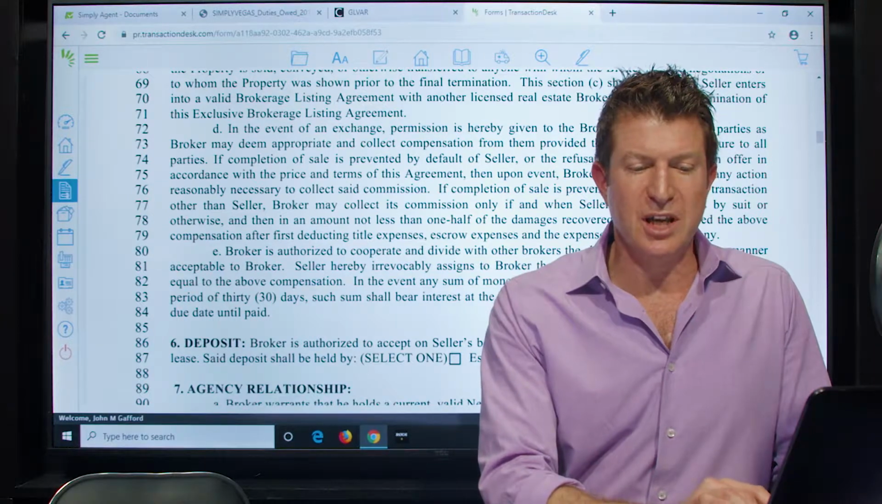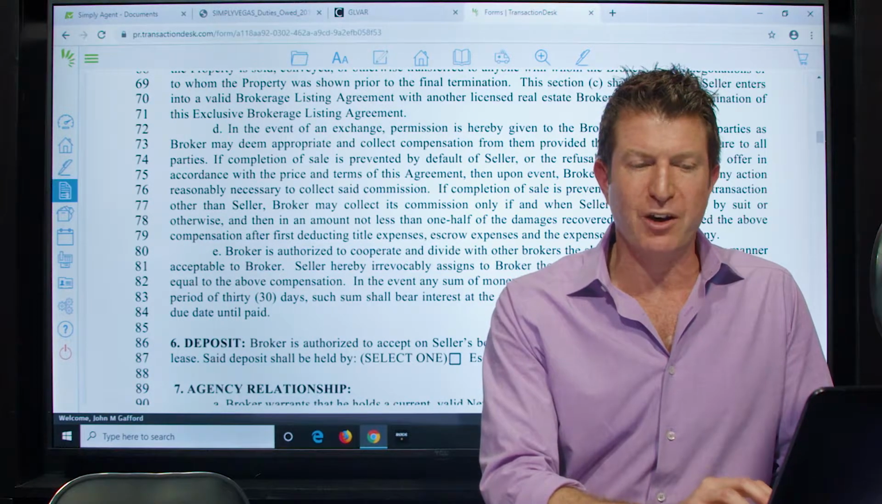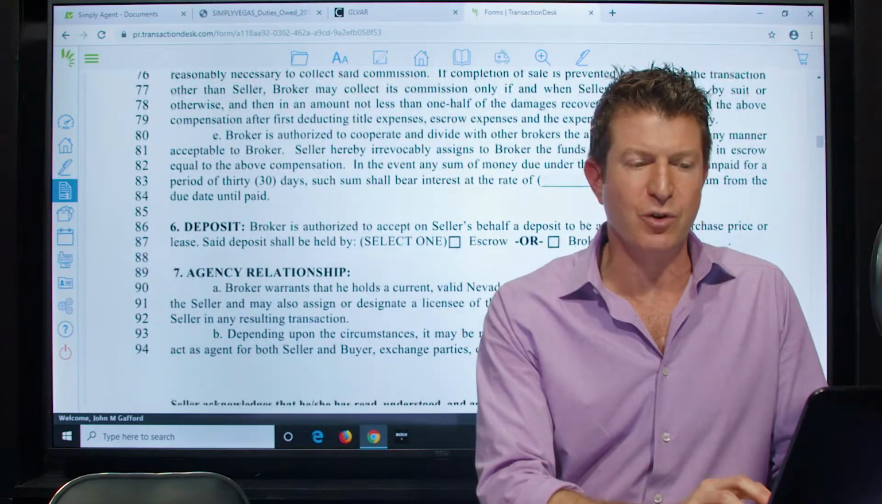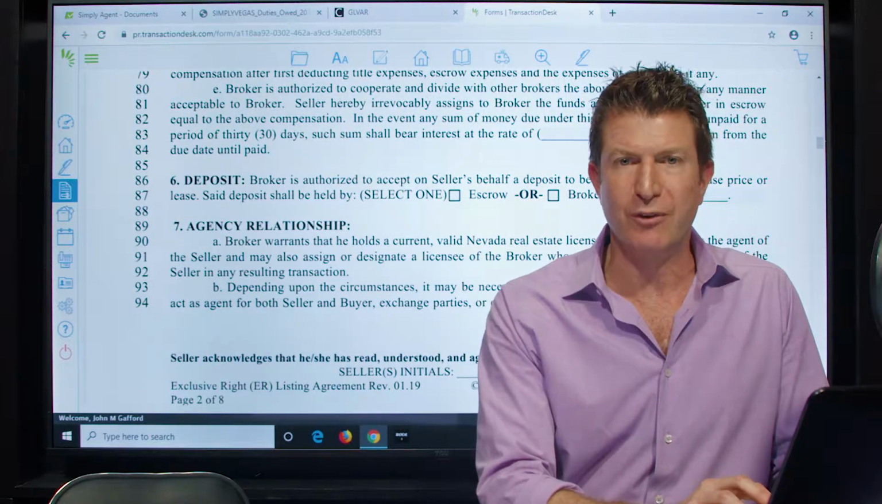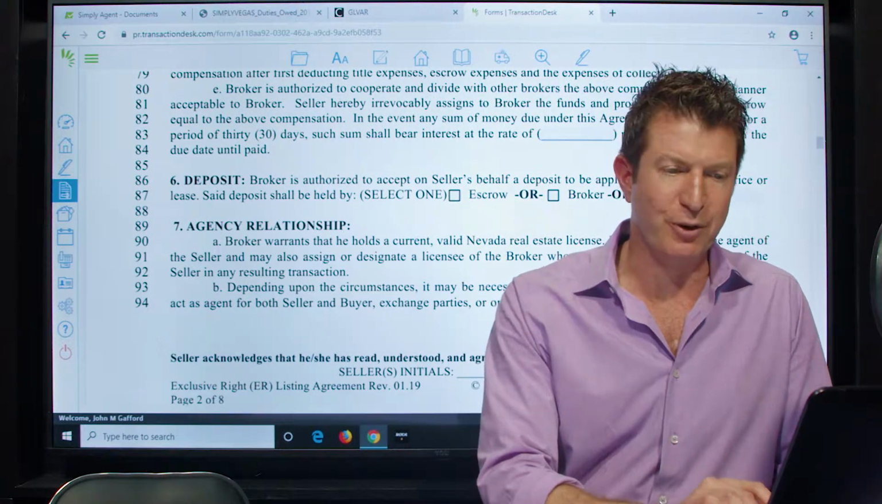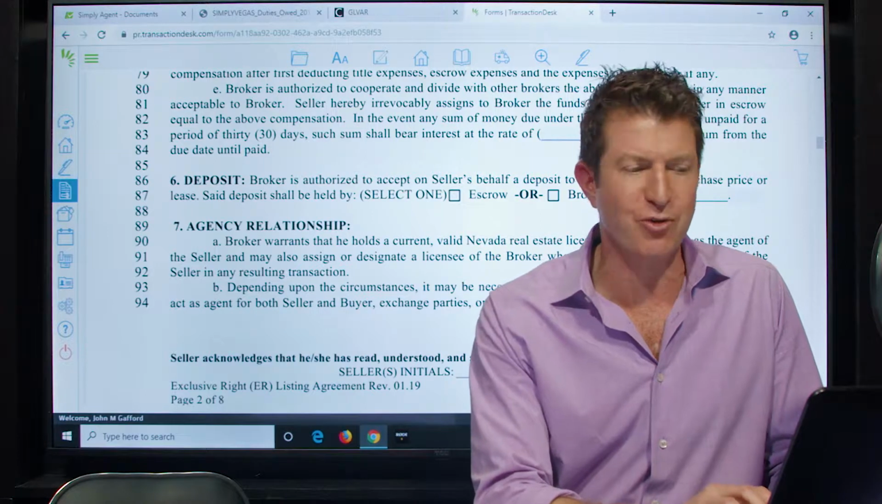Next box that goes in here is the percentage per annum if they owe you money. Again, it's very rare that you're going to be owed money by a seller or if you've lent money to your seller, and that's a whole different issue that doesn't necessarily need to be addressed on this form.